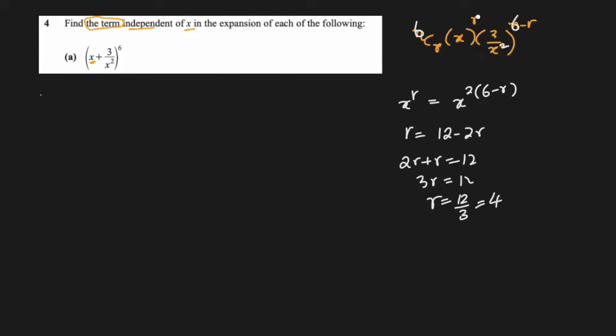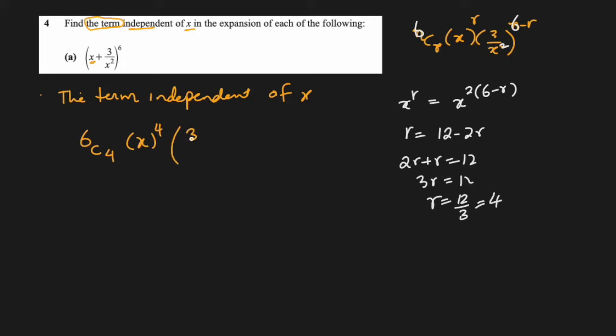So if I give 4 to this x and 6 minus 4, 2 to this one, x's will get cancelled out, and that is our target term. That is the term we should focus on. So I will do that term here. The term independent of x will be 6c4, r I got as 4. 6c4 x to the power 4 over 3 over x square to the power 6 minus 4. And we'll get it.